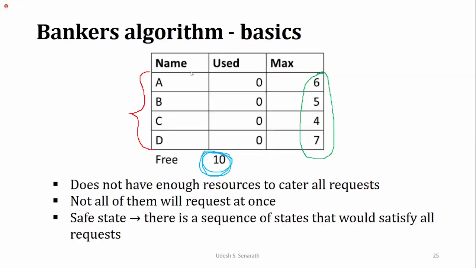Okay, you can see 10 resources are free. None of them were allocated before. Then simply we can first run A, then finish the process. Secondly, run B, then finish the process. Thirdly, run C, finish the process. And finally, eventually we run D and finish the process.